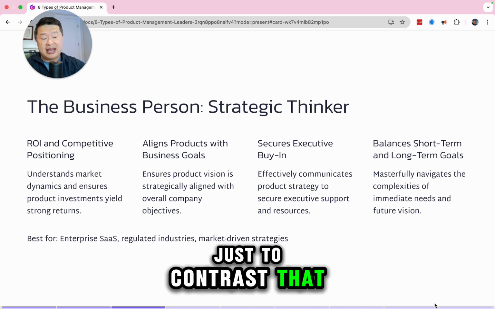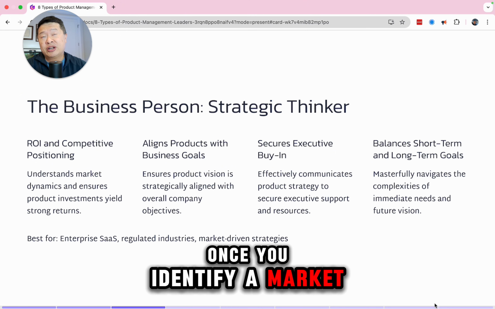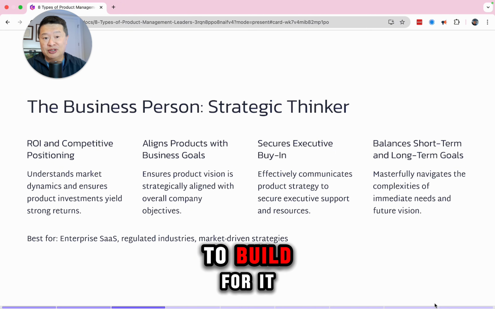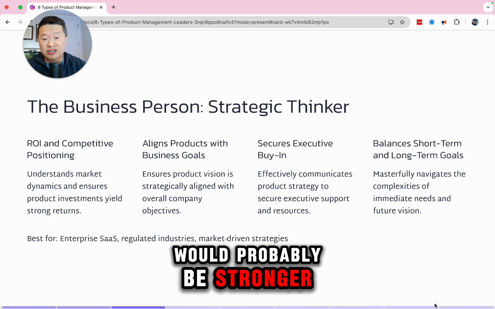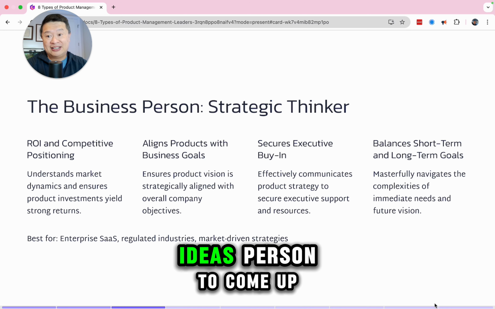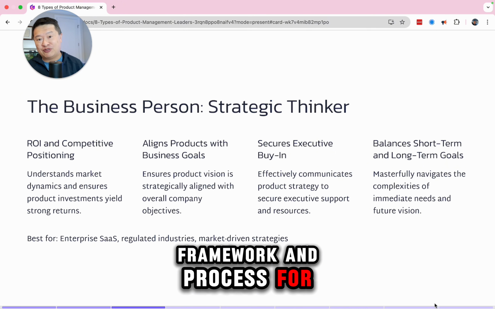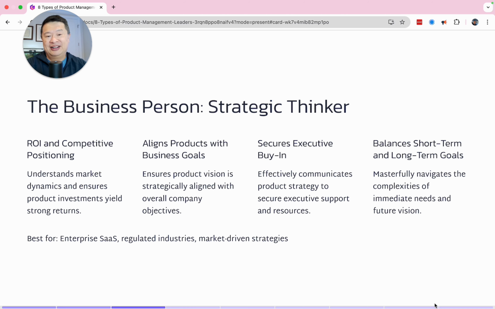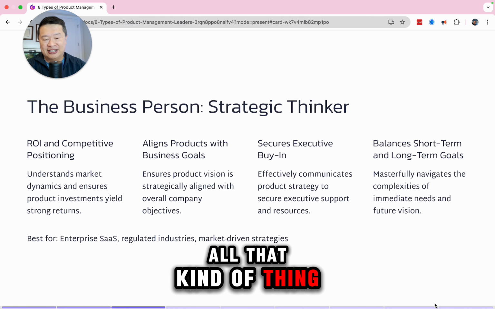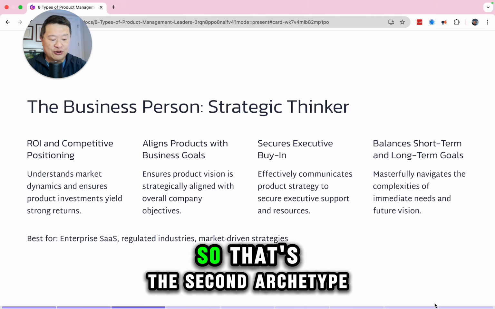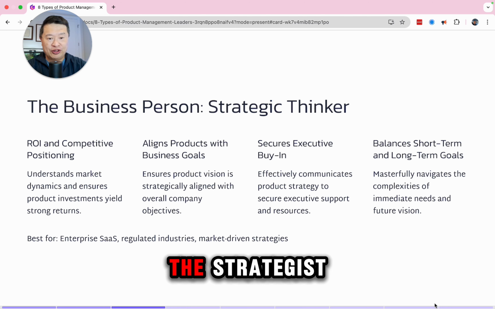Just to contrast that, they may not be the person you want once you identify a market and need to decide what's the solution to build for it. That's where maybe the ideas person would probably be stronger. On the other hand, if you ask that ideas person to come up with a framework and process for a corporation to agree on the top 5 areas to invest and resource planning and all that kind of thing, they probably would not do as well either. So that's the second archetype, the business person or the strategist.